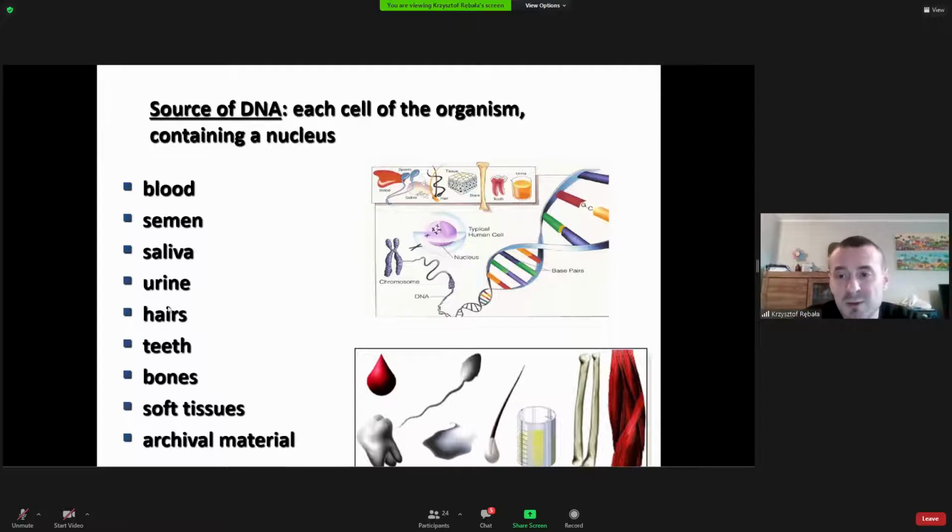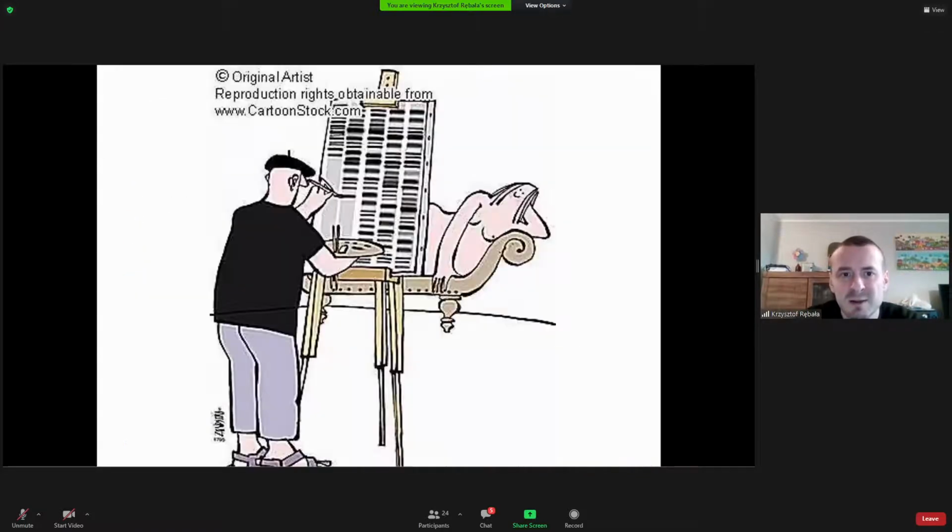I told you, but hairs with follicles are okay. Teeth, bones, soft tissues, archival material. This is what we use for genetic analysis in forensic medicine. And this slide is just to tell you that everyone has a unique DNA profile. There's no one else in the world who has an identical DNA profile to mine. Am I right?